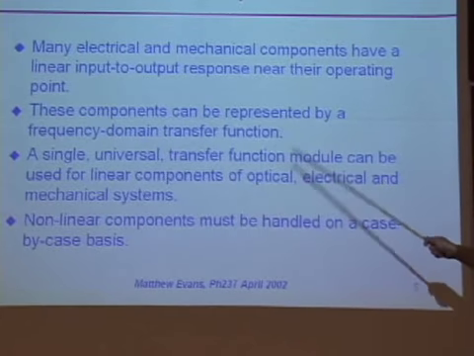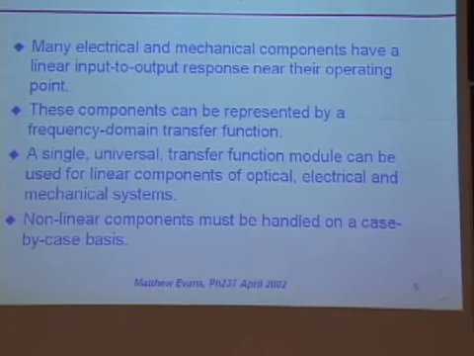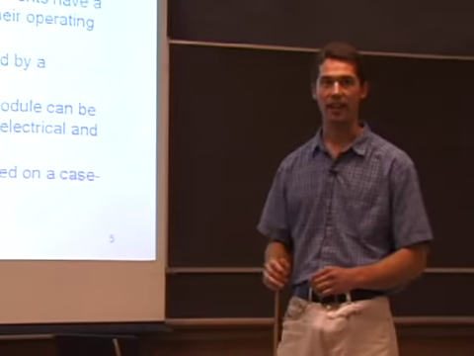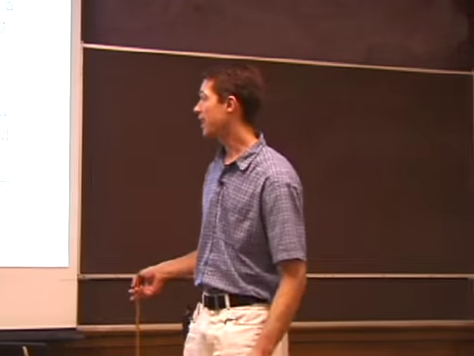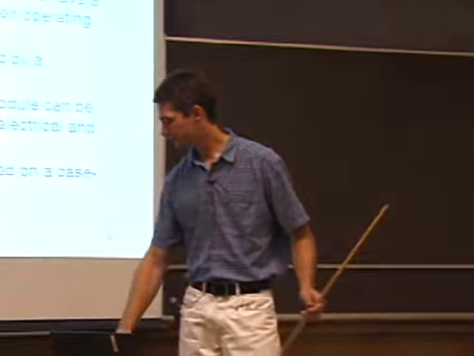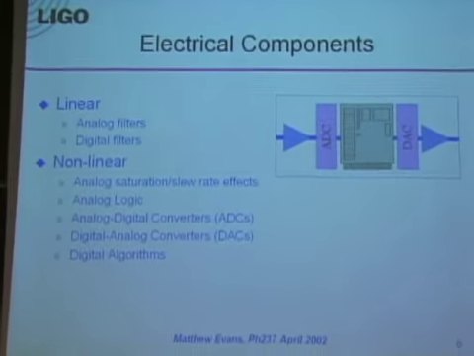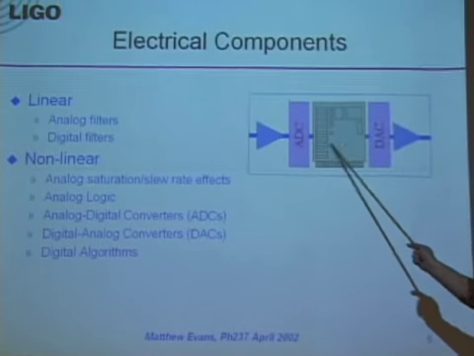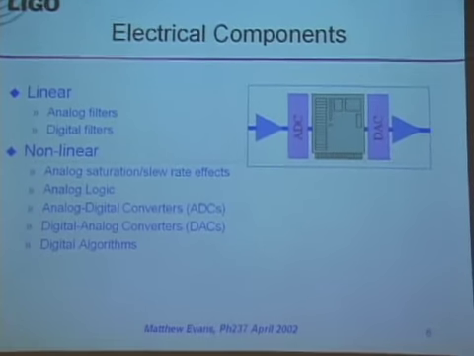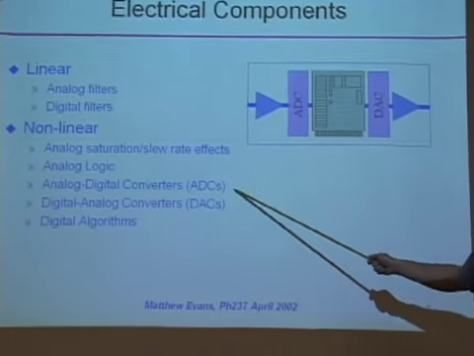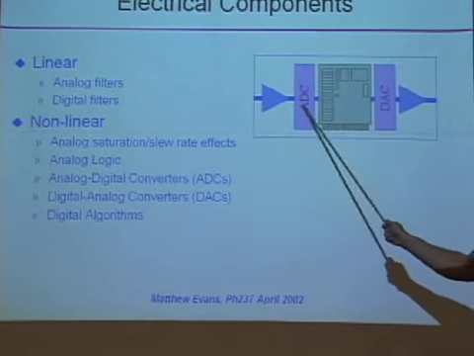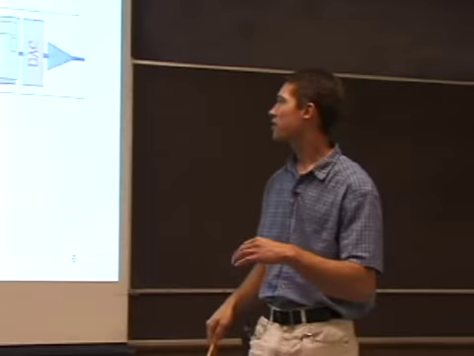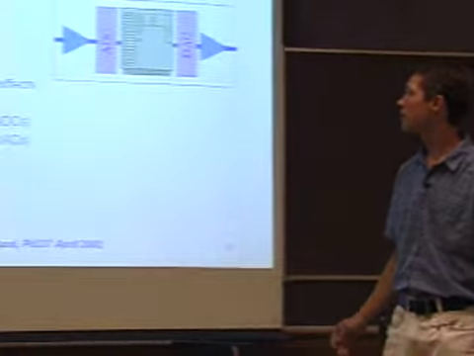And this will be the distinction I make in the next couple of slides. Nonlinear components you have to handle pretty much one at a time. You say, I have some saturation effect, I have a slew rate effect, whatever, anything nonlinear will be here. So for the electrical components, we think about filters of one sort or another, these guys and the ones that live in here. And other components, there are a fair number of nonlinear ones. These two guys are both nonlinear components. And then analog saturation, slew rate effects, analog logic, digital algorithms, all those things are nonlinear.